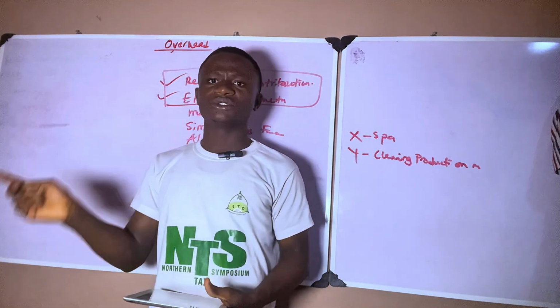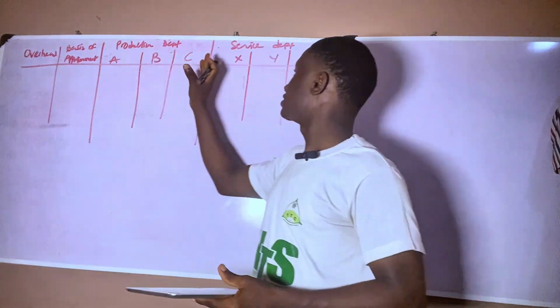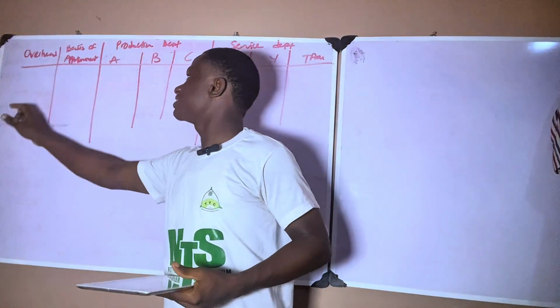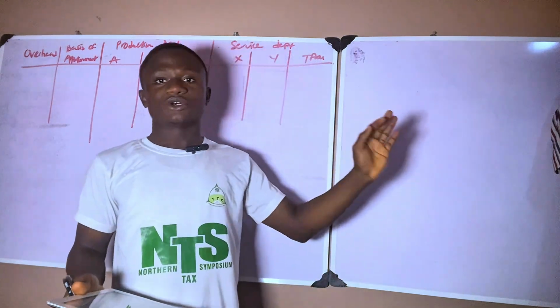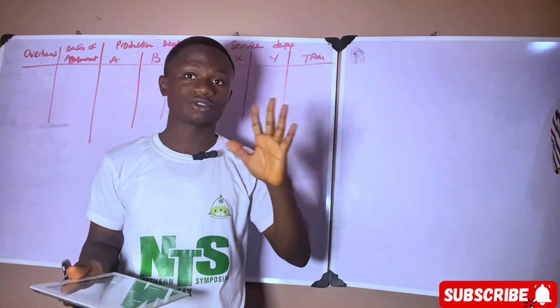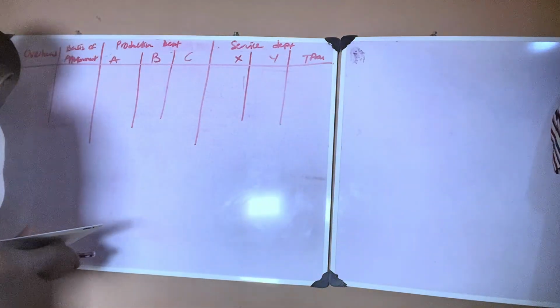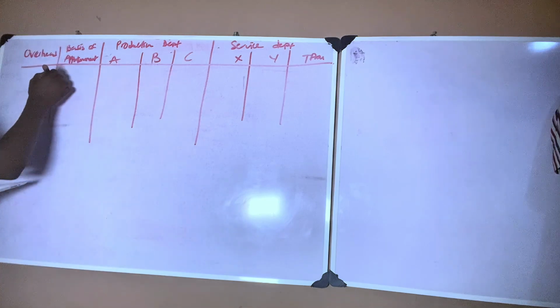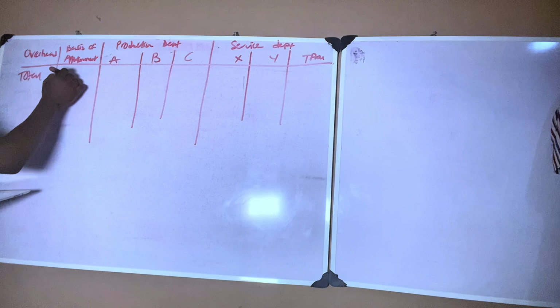Let's tabulate on our board, and let's solve. Looking at these, we have the production departments, the service departments, overhead and basis of apportionment. We have been told that the costs have already been apportioned. All we have to do is to apportion the service department cost to the production department cost. So we have department A, we have the overhead totals for department A.